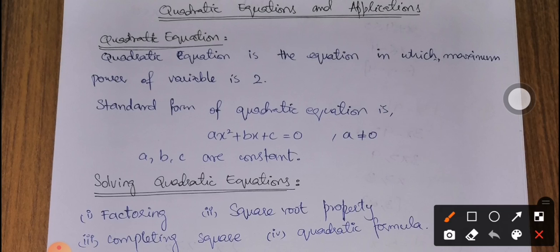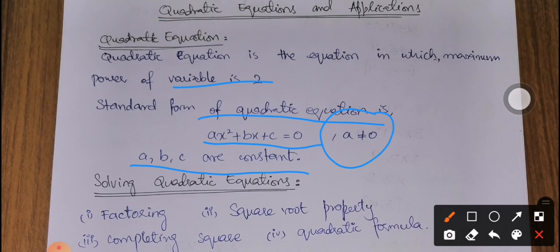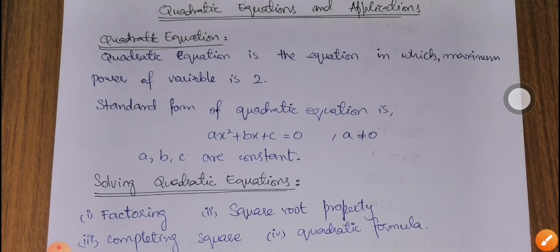As we have discussed, in case of a linear equation the maximum power of the variable is 1, but for a quadratic the maximum power of the variable is 2. The standard form of a quadratic equation is ax square plus bx plus c is equal to 0, where a, b and c are constant terms, with the condition that a is not equal to 0. Why are we imposing the condition that a must be non-zero? Because if a is equal to 0, it will no more be a quadratic equation, it will become a linear equation. That's why we have imposed the condition that a must be non-zero.